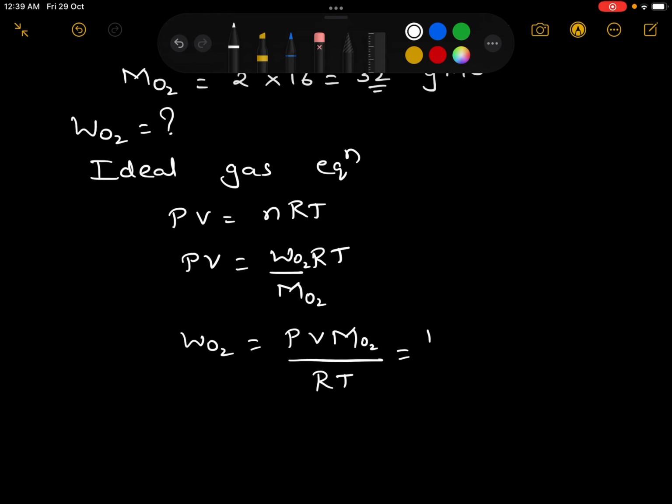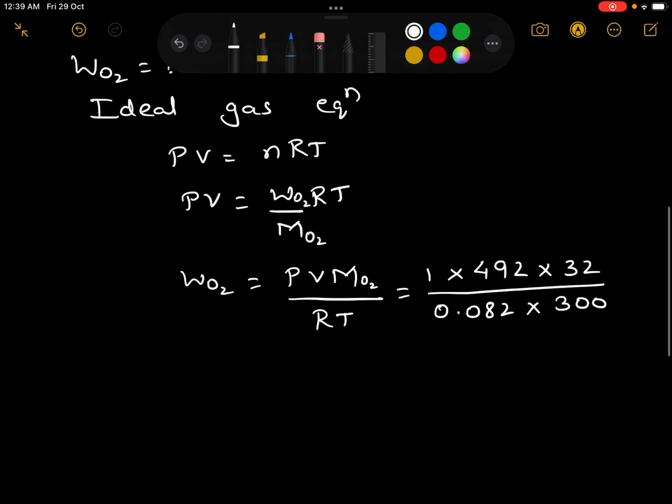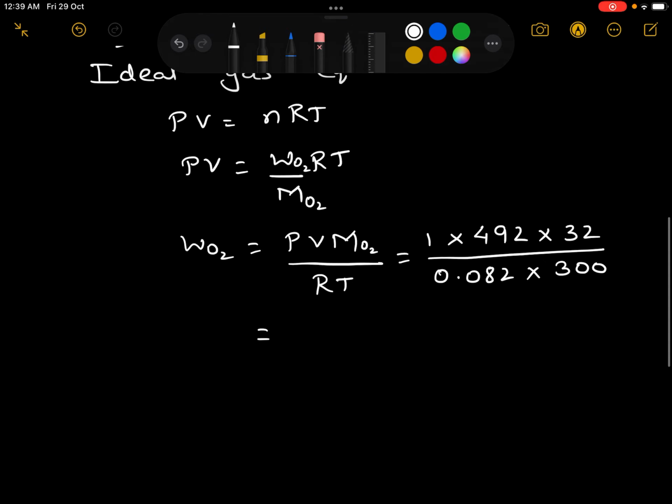The pressure given in the numerical is 1 atmospheric pressure multiplied by the volume, that is 492 liters, multiplied by the molar mass 32, divided by the universal gas constant, that is 0.082, multiplied by the temperature, that is 300 Kelvin. So here we get the mass of oxygen as 640 grams.